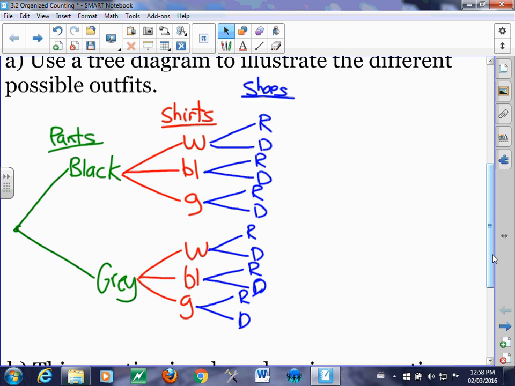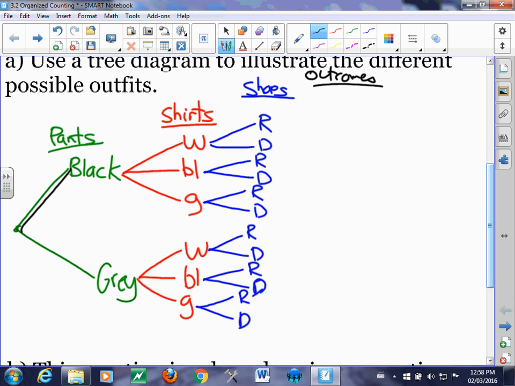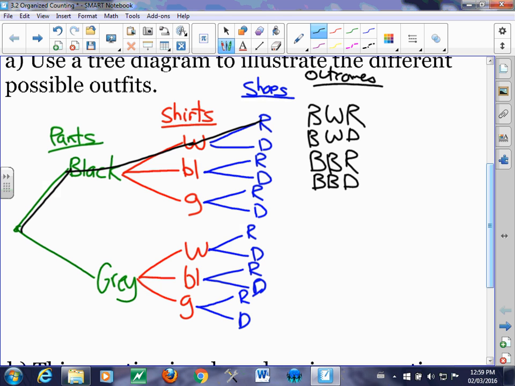All right, so now we want to list all the total outcomes. So we write a subtitle, outcomes. And again, like last day, we start from the very top. I'll do the first one to show you what it looks like. We're going to go black pants, white shirt, runners, so that's BWR. Then black, white with the dress shoes. Then black, black runners, black, black dress. Then black, green runners, black, green dress.